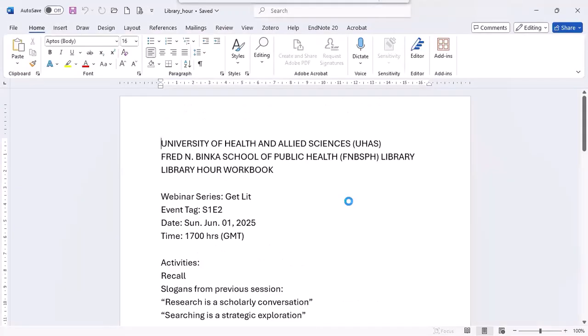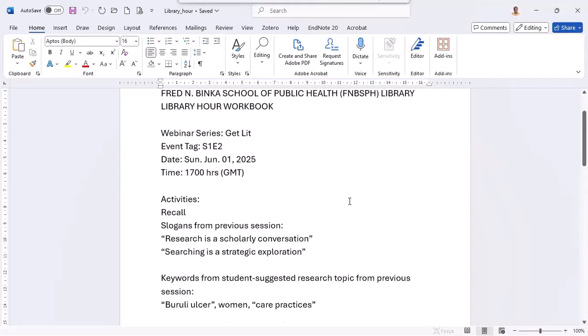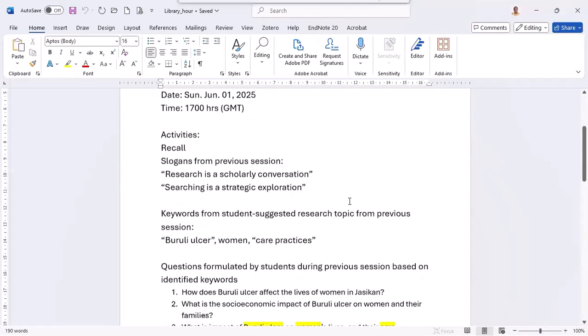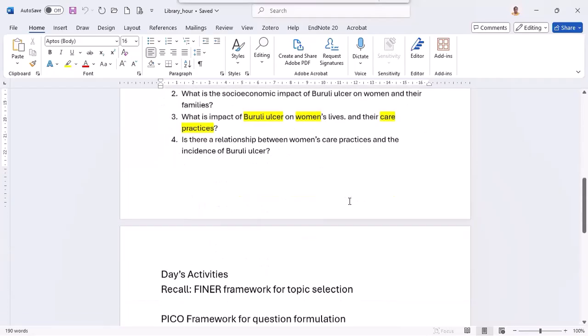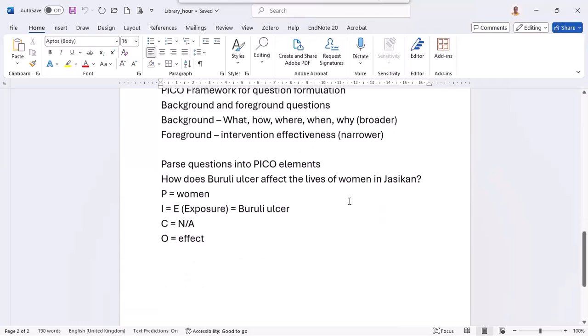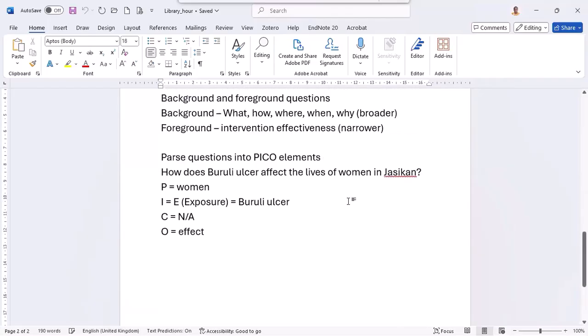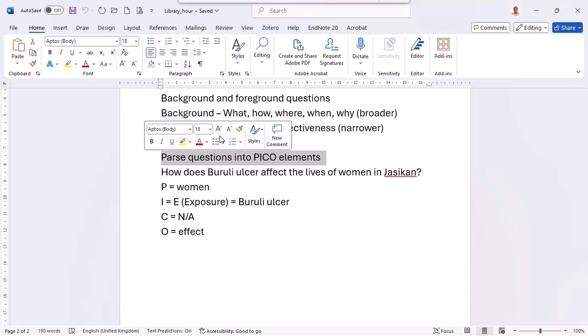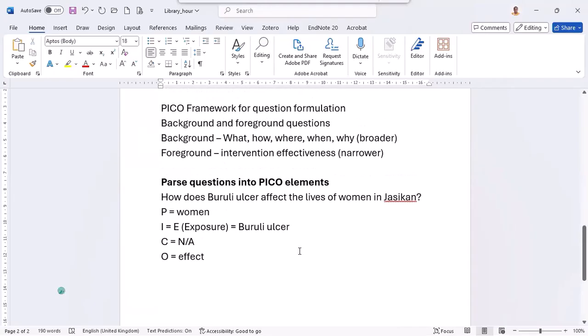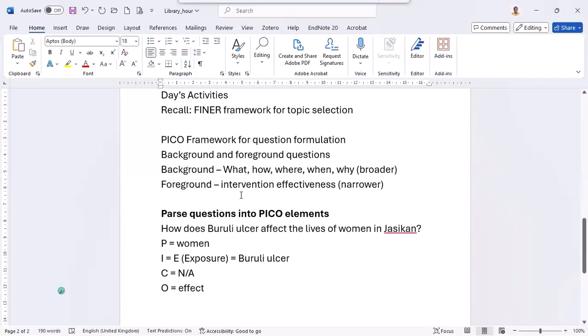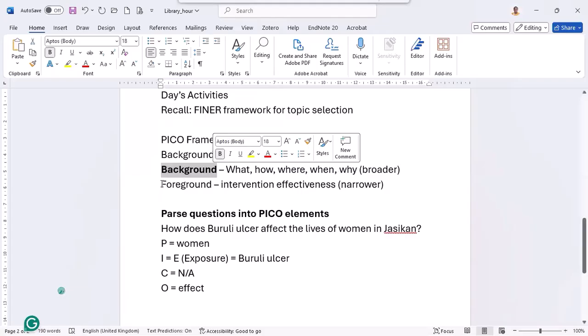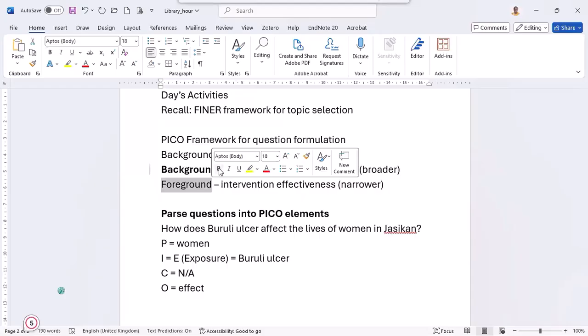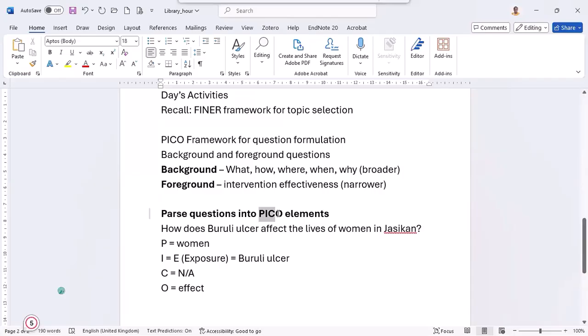Last week, this was the second episode of this series, we did some recall activities, and then we moved on to look at our questions. This was where we ended, by trying to parse our PICO elements out of the questions that we have created. So parsing the question according to the PICO elements was what we preoccupied ourselves with. But again, I gave you some theories about the question formulation itself. You need to know what background questions are, and you also have to understand what we call a foreground question, which is mainly the effectiveness or intervention questions that the PICO framework was originally created for.